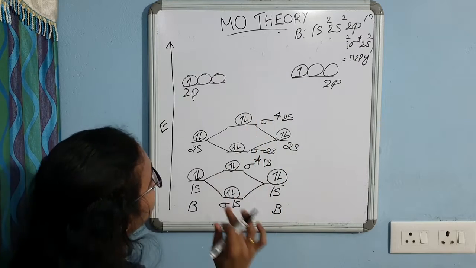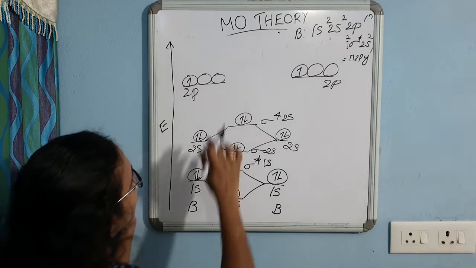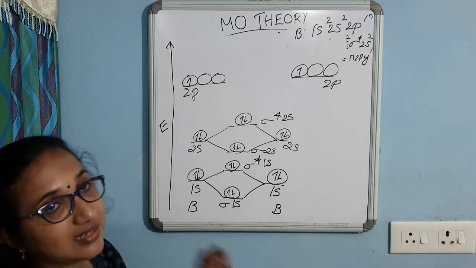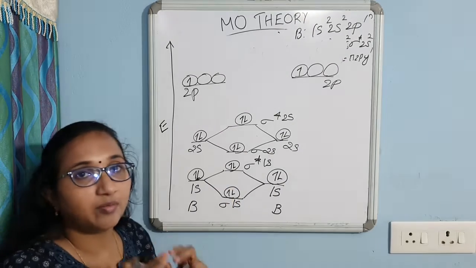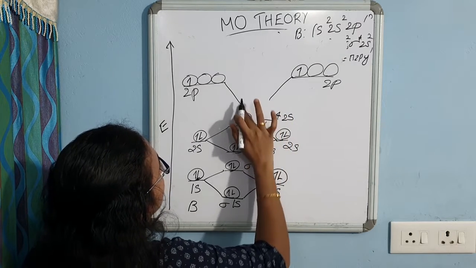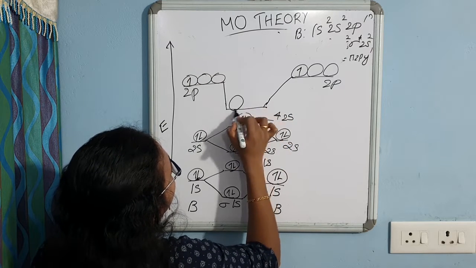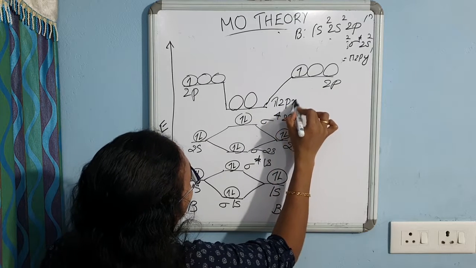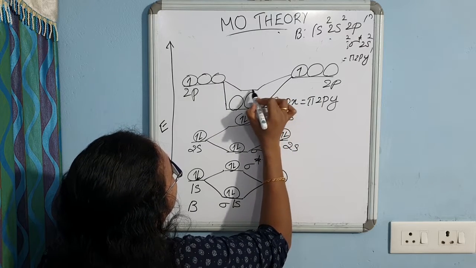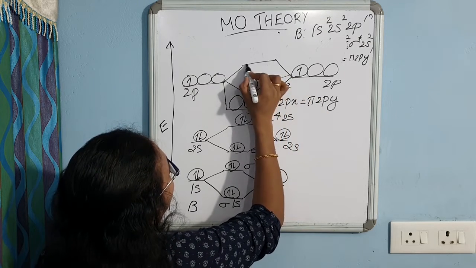As per MO theory, the number of molecular orbitals formed will be equal to the number of atomic orbitals combining. So here we get a total of 6 molecular orbitals, that is, 6 atomic orbitals combine to give 6 molecular orbitals. Among the 6, 3 will be bonding and the other 3 will be antibonding. And the bonding orbitals are pi 2px equals pi 2py, that is the order. Then we have sigma 2pz, and correspondingly we have the antibonding orbitals.